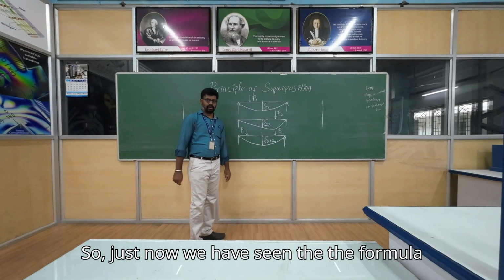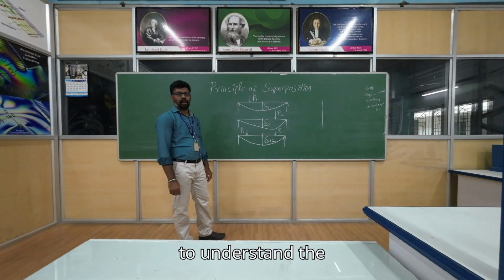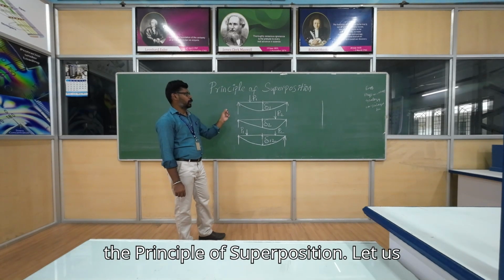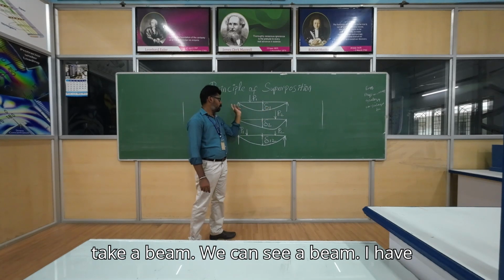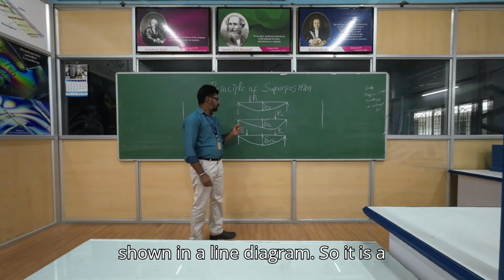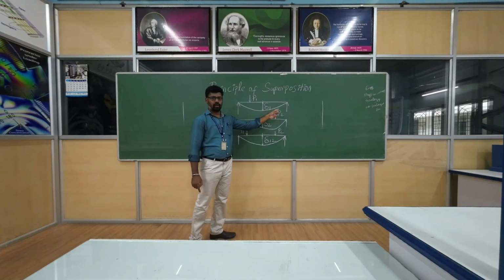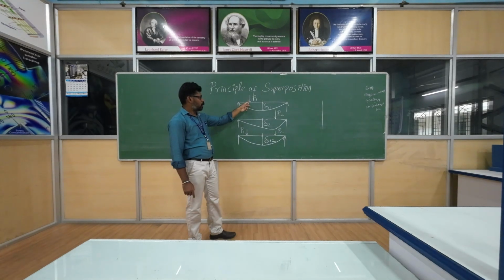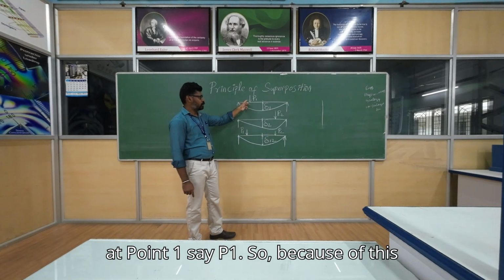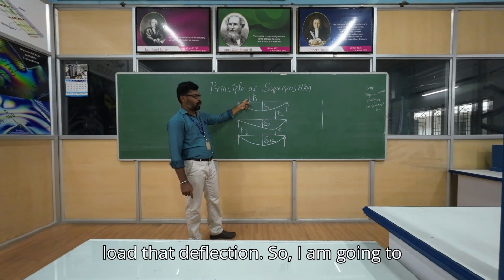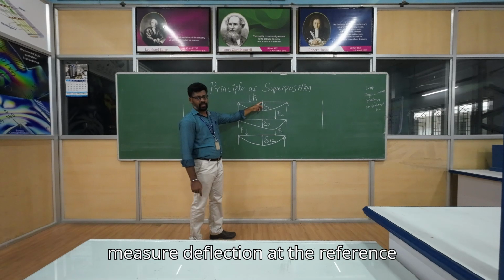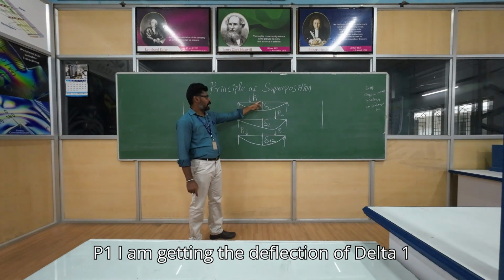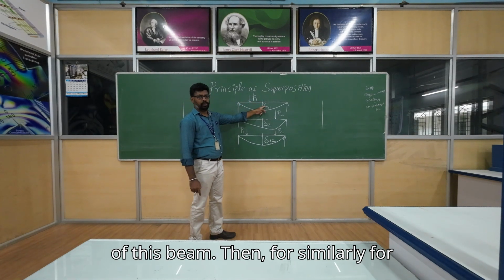Just now we have seen the formula to understand the principle of superposition. Now I have shown a schematic to understand it. Let us take a beam. You can see a beam shown in a line diagram. It is a simply supported beam, with both ends simply supported. I am going to apply a point load at point 1, say P1. Because of this load, I am going to measure the deflection at a reference point, say the midpoint of the beam.